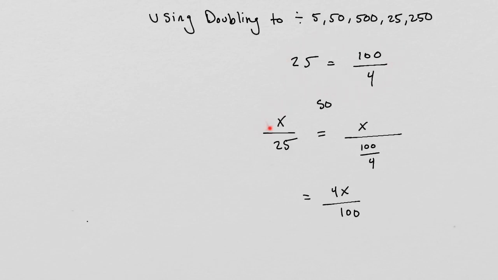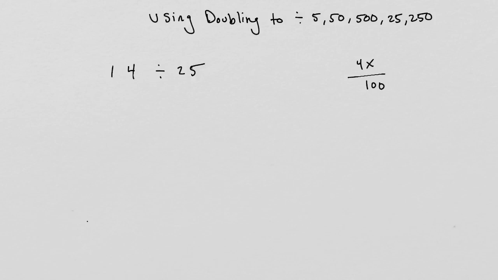So any number x divided by 25 is the same as x divided by 100 divided by 4. I'm simply replacing 25 with 100 divided by 4. Inverting the fractions and multiplying, you get 4x over 100. What this means is when we divide by 25, we double it twice and then divide by 100. So we double it twice and then move the decimal over two times.